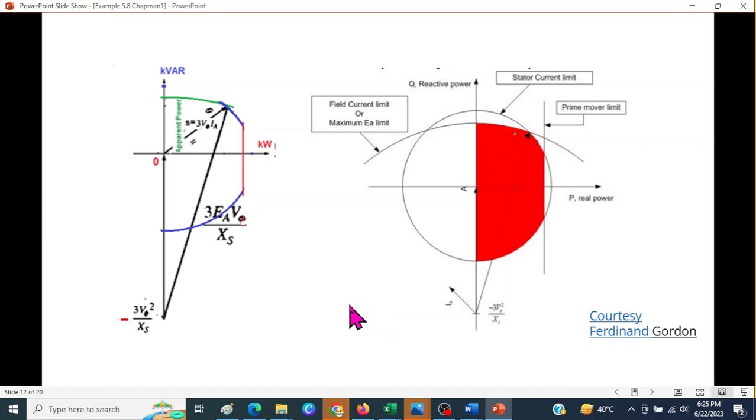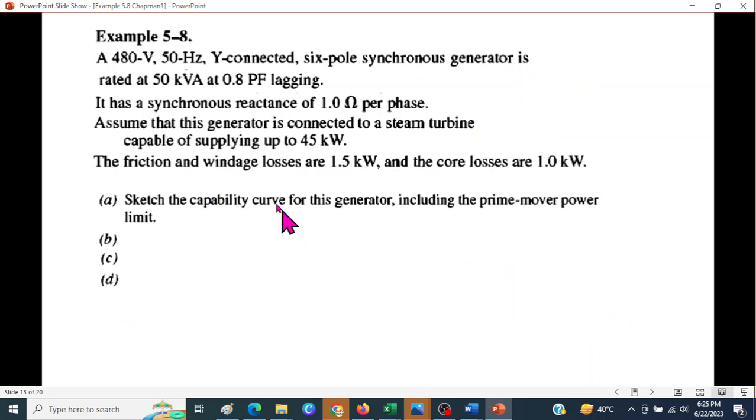Okay, so with this background, now let's solve a question to further augment our knowledge. This is the question given in the book, and it has 4 parts. I'll not do parts B, C, and D. I just want to explain what the capability curve is from the diagram.